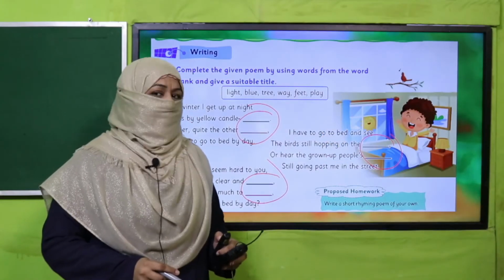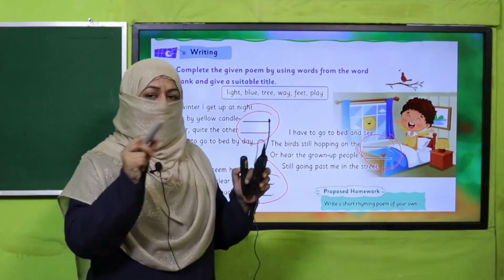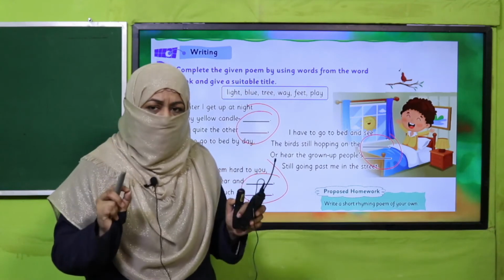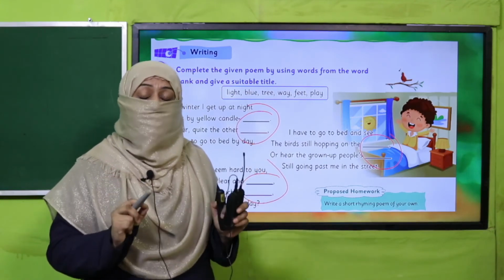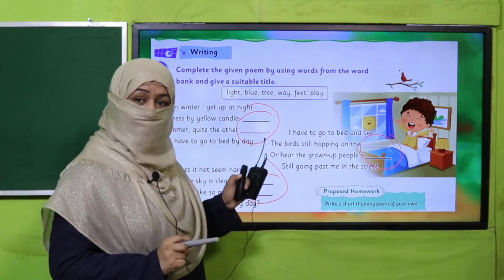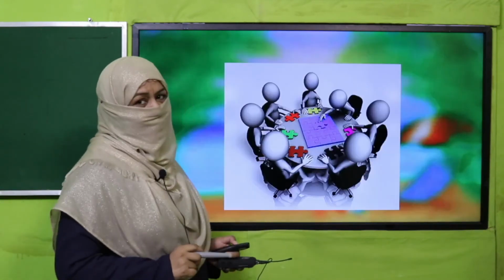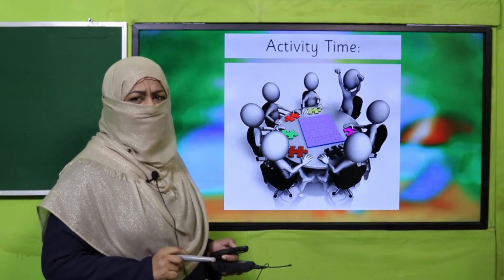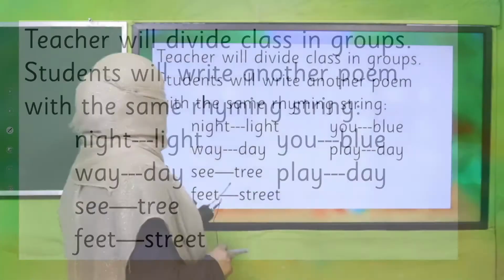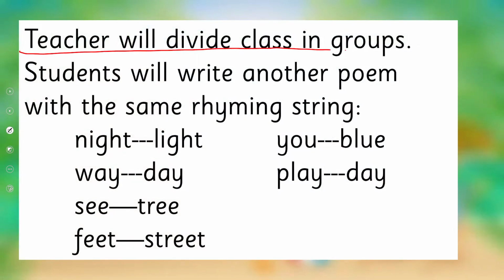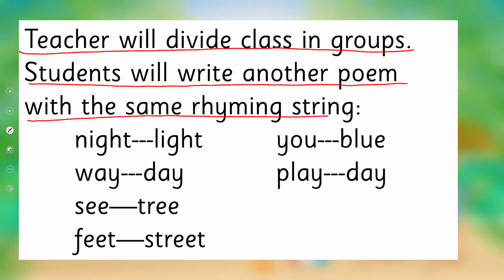Yes, my dear children, are you done with it? Good job. Now you understand the concept of rhyming words in a poem, right? Okay, so we are going to practice it further through an activity. Are you ready for that? All right. Your teacher will divide the class in groups, okay? And students will write another poem with the same rhyming string.